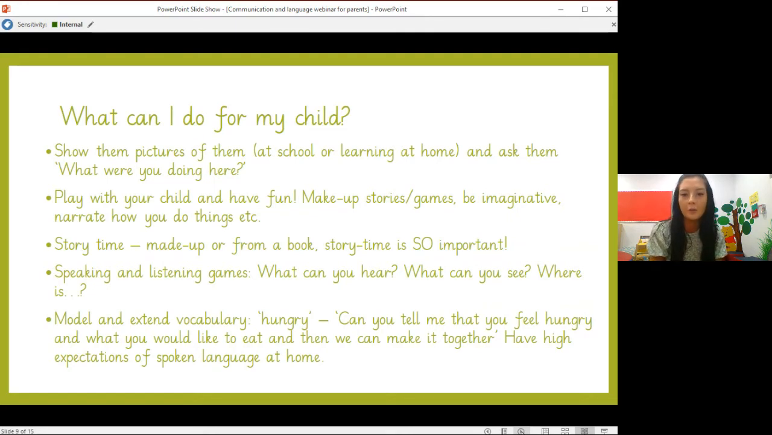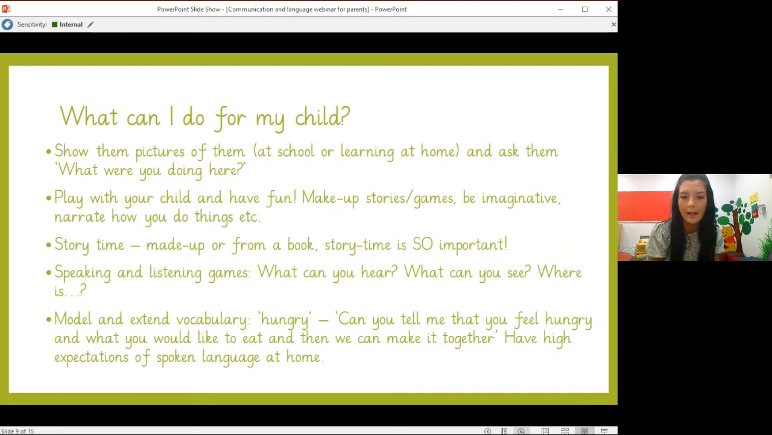And by showing them these pictures and asking them things like, what were you doing here? Or where were we? Where did we go? Can you remember this special time? Then your child has something to talk about. They have a point of reference that they can describe, they can explain, and they can remember that time that they've had, and they can talk about it fluently.